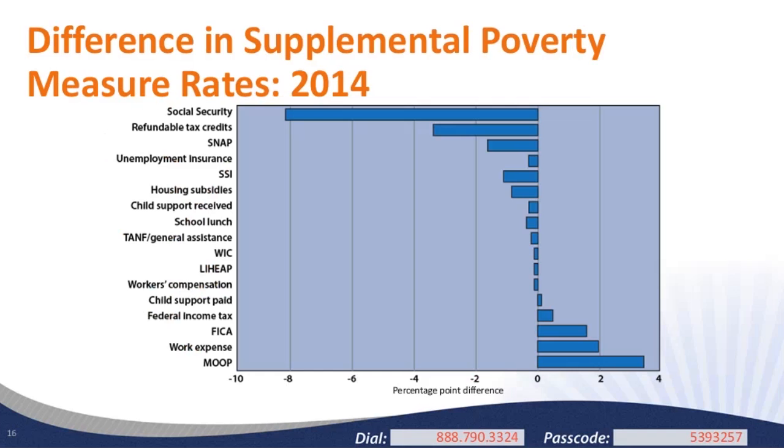So this is that same slide that you saw earlier. It's the broader effects again, showing even more programs. You can see the list of them there and the effect that each of them had on the poverty rate in 2014. But you can see here there's a reasonably large drop-off in poverty reduction effects after we get from Social Security and refundable tax credits down to SNAP. And I do want to just draw your attention to TANF there.